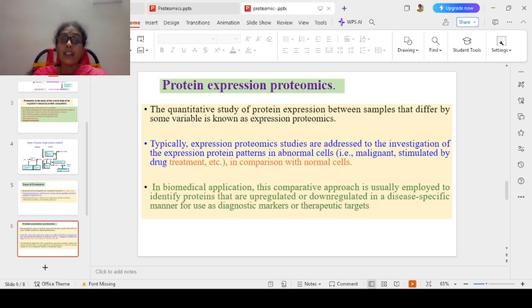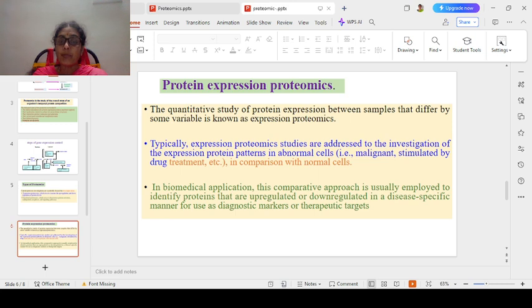So what is the main aim of proteomics during protein expression? Proteomics is mainly involved in the quantitative study of protein expression between samples that differ by some variable, which is known as expression proteomics. Typically, expression proteomics studies investigate the expression protein pattern in abnormal cells, that is, malignant cells, malignant cells stimulated by drug treatment, etc., and also in comparison with the normal cell.